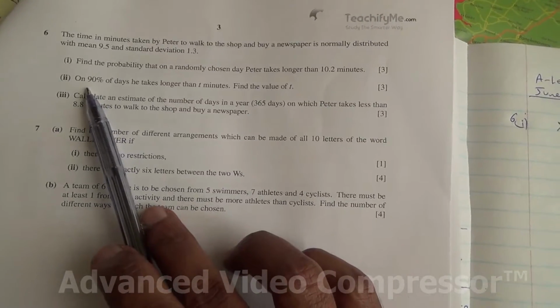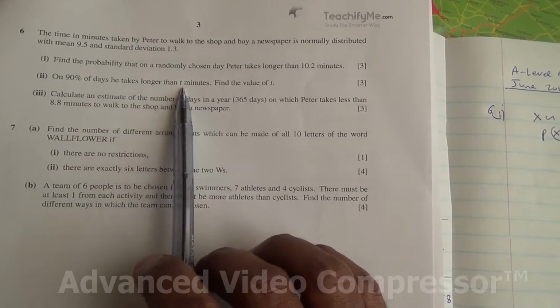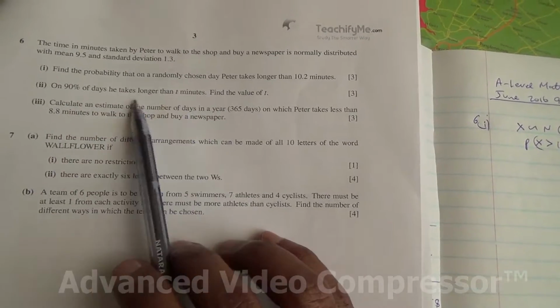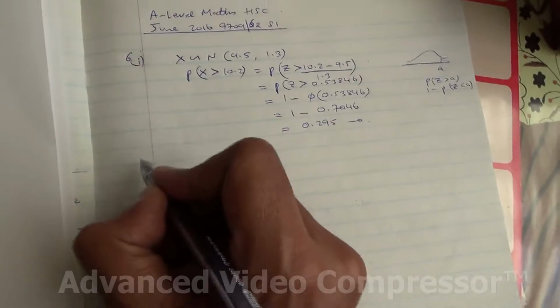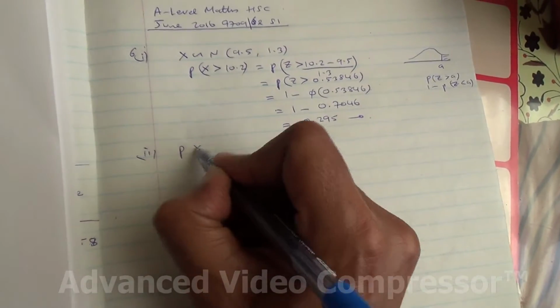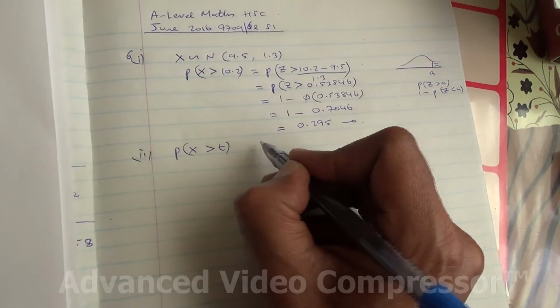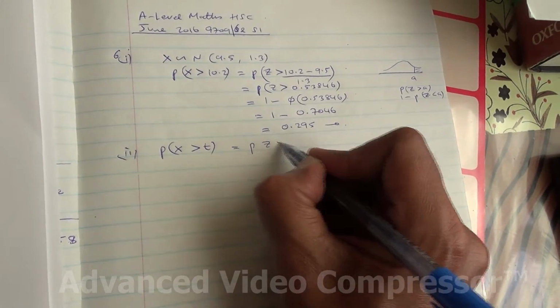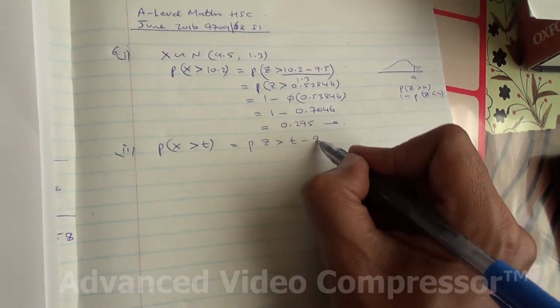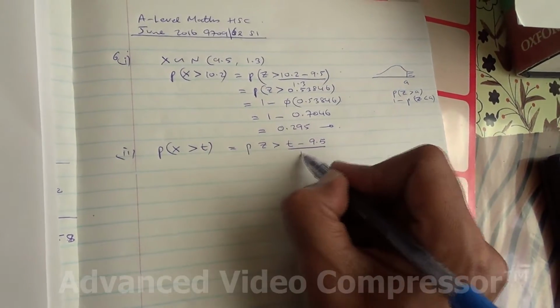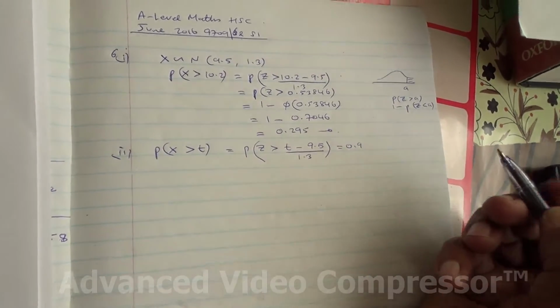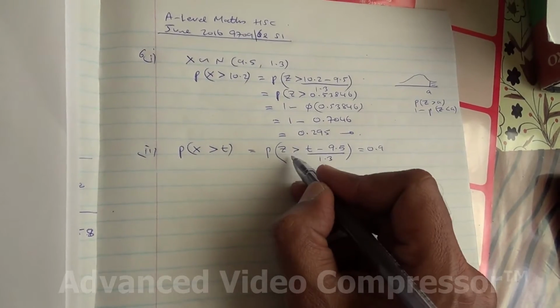Now for the second part, on 90% of the days he takes longer than t minutes, find the value of t. So we're looking at the probability of x being greater than t. That's going to be standardized, z being greater than (t − 9.5)/1.3, and that is going to be 0.9, 90%.